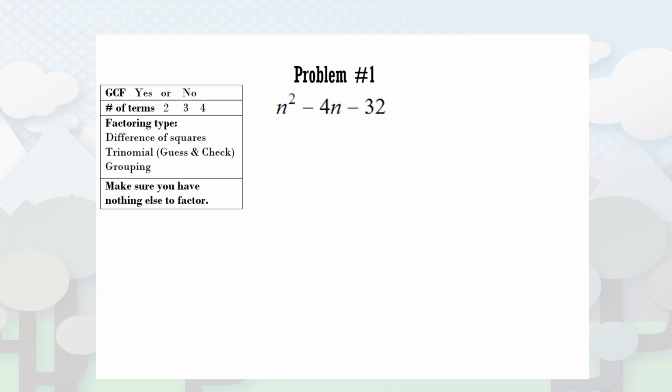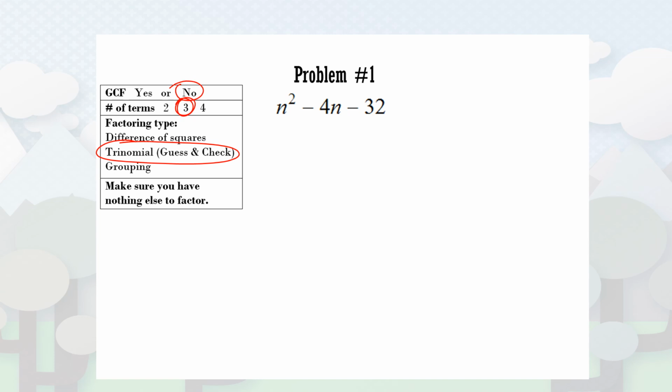Okay, so we have to memorize, what are we looking for, right? Did you check for GCF? And then look at how many terms there are and know what type of factoring and what that process of factoring looks like. Okay, so for this first one, we have 3 terms. I can see there's no GCF, but there are 3 terms.